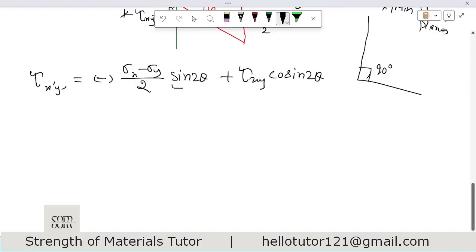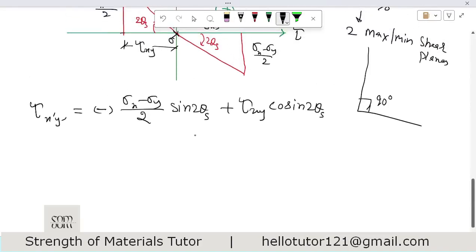So if we write here theta s, what is this? This is the shear stress on what? Theta s plane. And what is theta s plane? It is the maximum in plane shear stress plane, right? So this will give us the shear stress on the maximum in plane shear stress plane. So what is this theta s? It is this plane, and we call this max or min in plane shear stress plane.